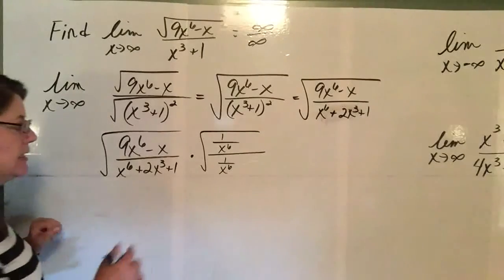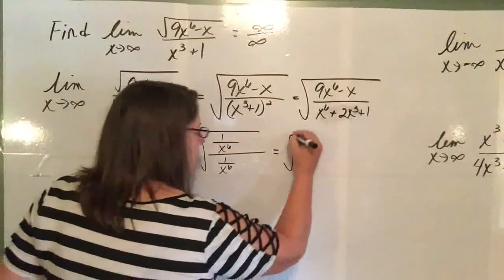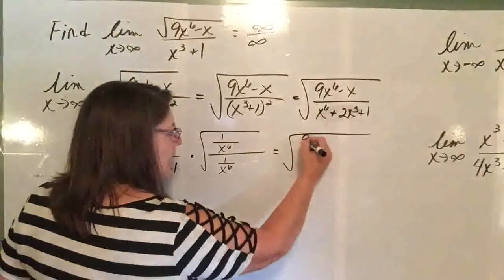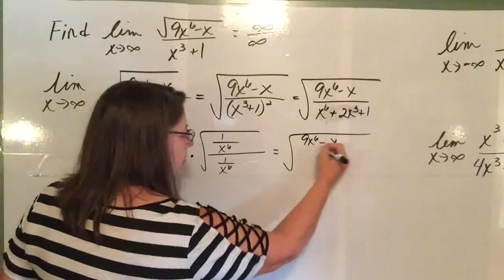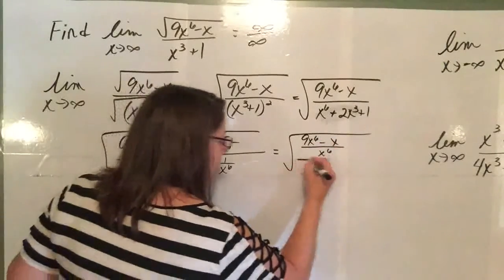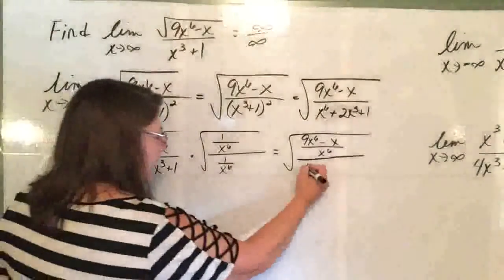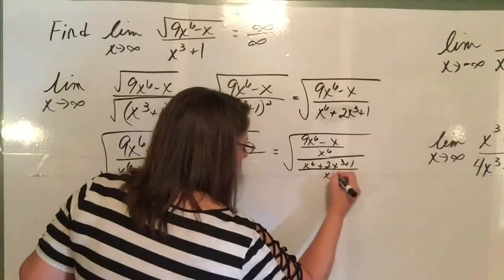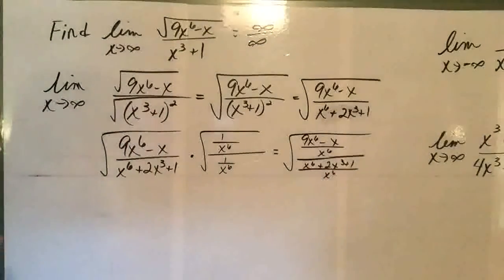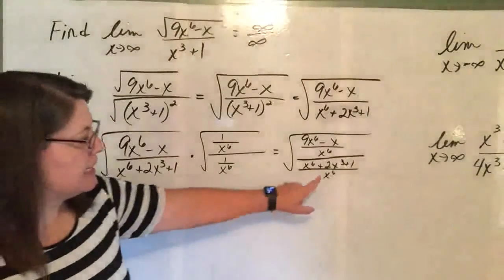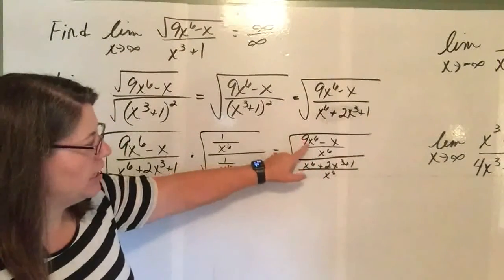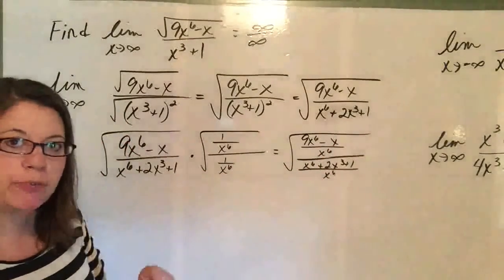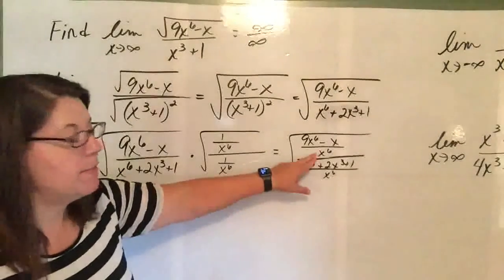So if I do that, and I'll show you every step. Now you may be able to skip some of these steps, but I'm just going to show you everything. The top would be 9x to the 6th minus x over x to the 6th. And the bottom would be x to the 6th plus 2x cubed plus 1 over x to the 6th. And now I'm going to simplify. I'm going to take the x to the 6th and I'm going to put it into each of the parts of the numerator separately. So each term in the numerator is going to get divided by that bottom variable separately.